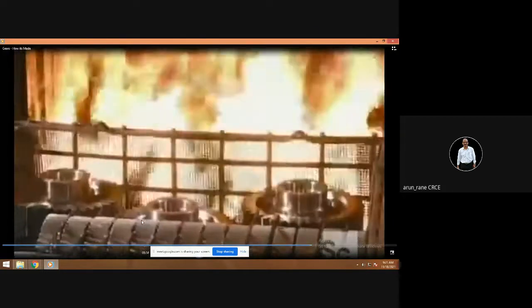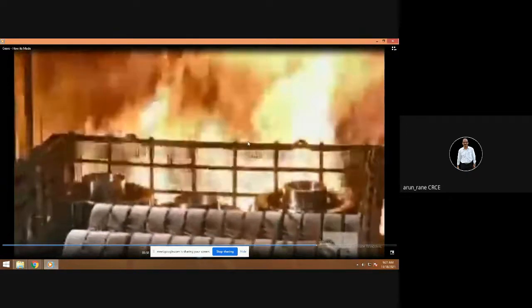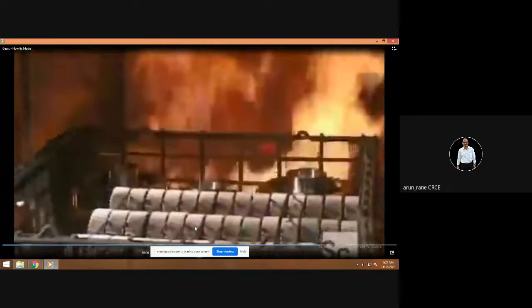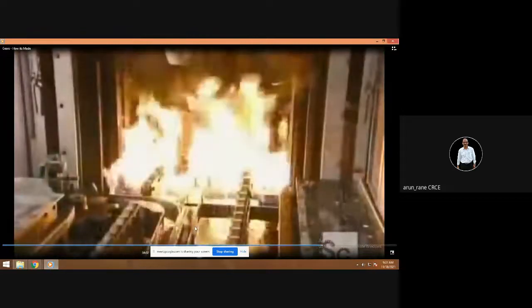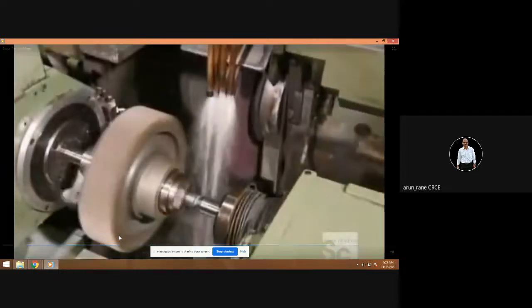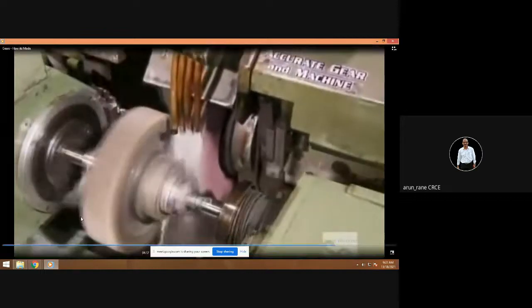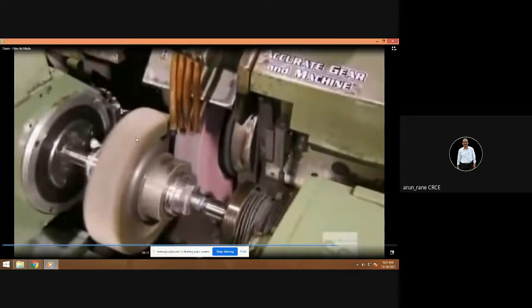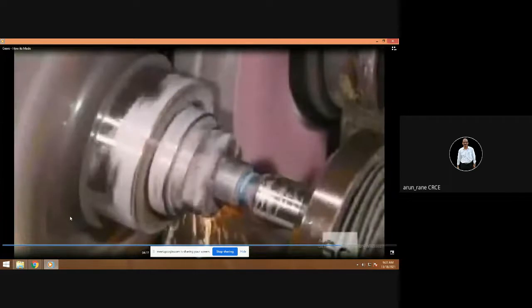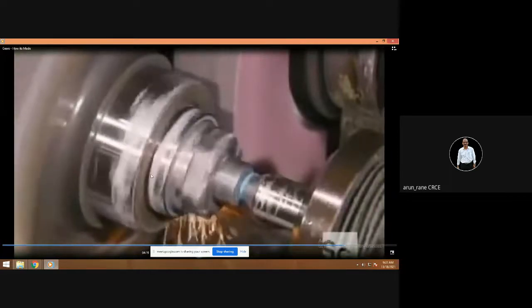So all the gear blanks are mounted in a tray, and now look, it is being loaded in the furnace. This operation is called hardening, where the product is heated above recrystallization temperature, held, and then cooled. Now this is grinding, external cylindrical grinding. This is your chuck. This is your center.